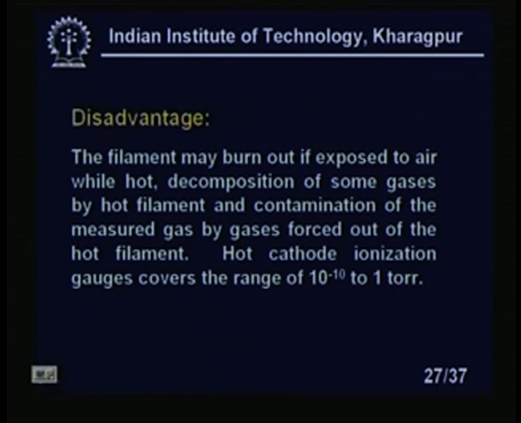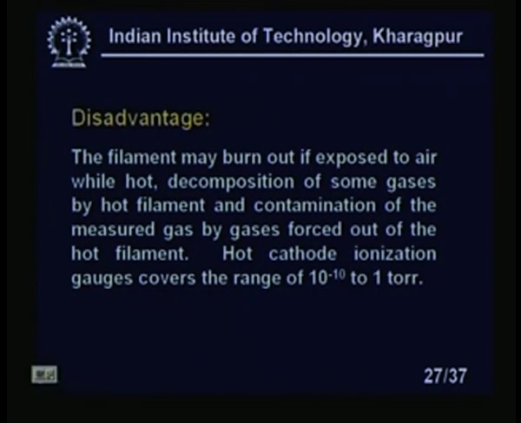Because at the hot filament there will be some decomposition of the gases, and contamination of the measured gas by the gases forced out of the hot filament. So, that will contaminate the gas which I am measuring. In some situations this is not allowed. Hot cathode ionization gauges cover the range of 10 to the minus 10 to 1 torr.